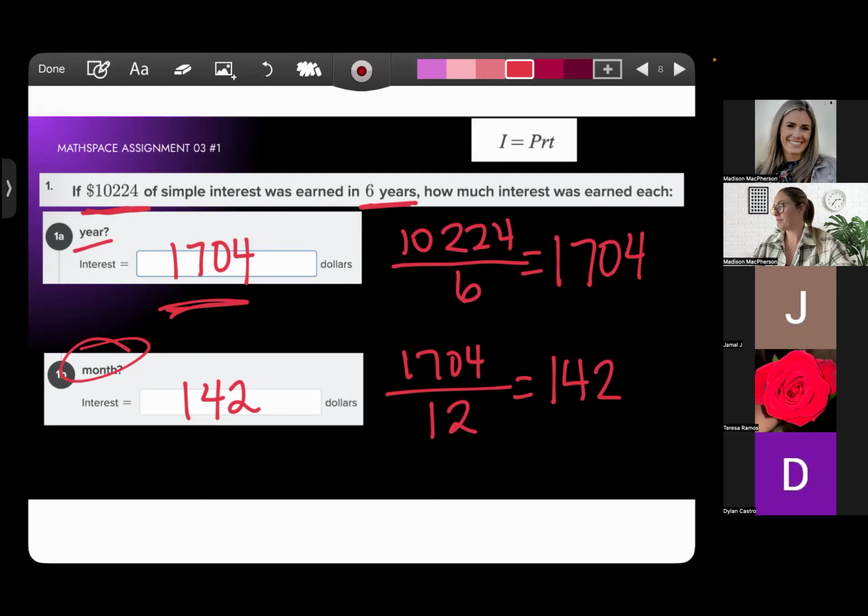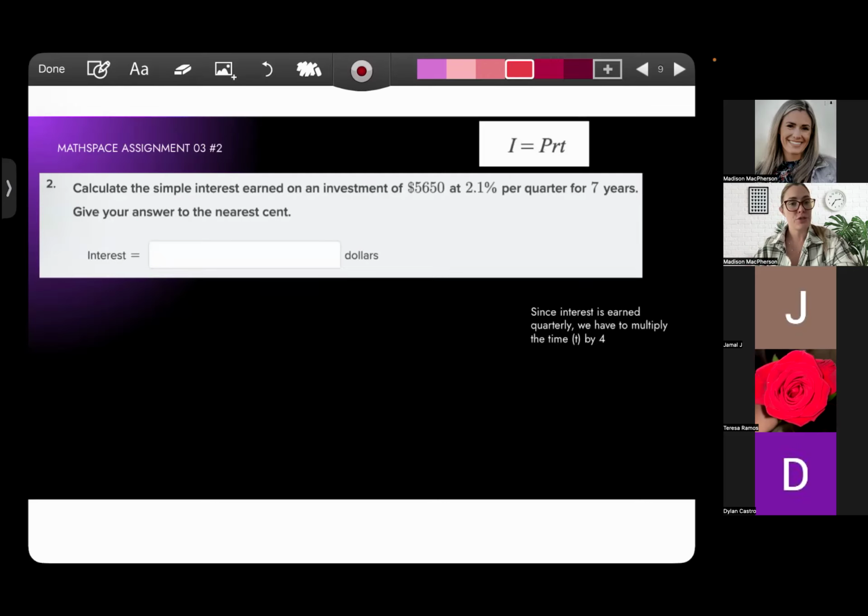Lots of different stuff. Okay, number 2, calculate the simple interest earned on an investment of $5,650 at a 2.1% interest per quarter. Okay, per quarter means that it's happening 4 times a year, which means we're going to have to multiply that by the 7. So when we write down our letters and what they equal, we will take that into consideration.